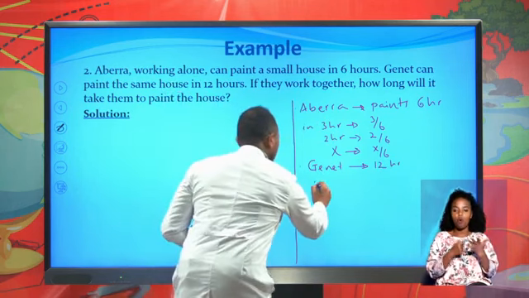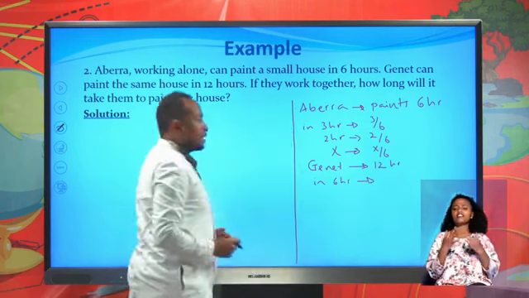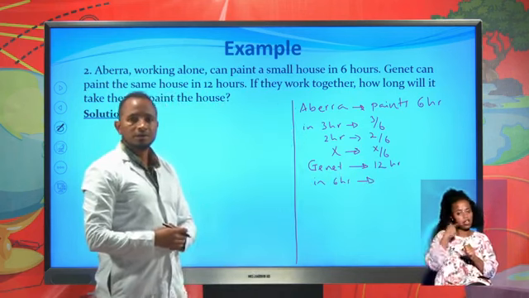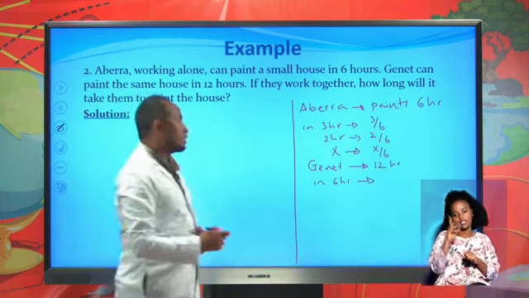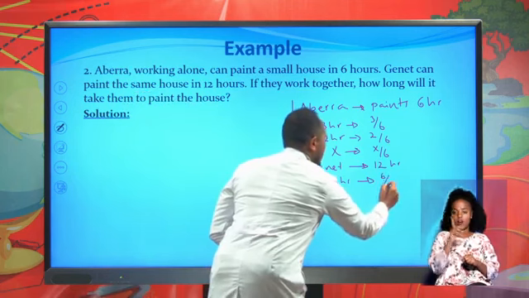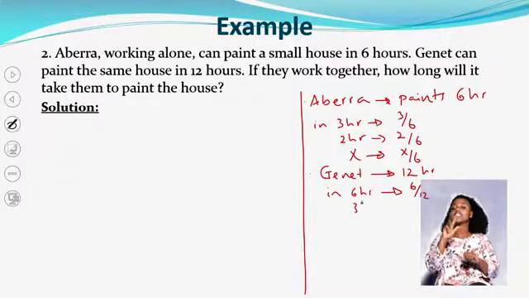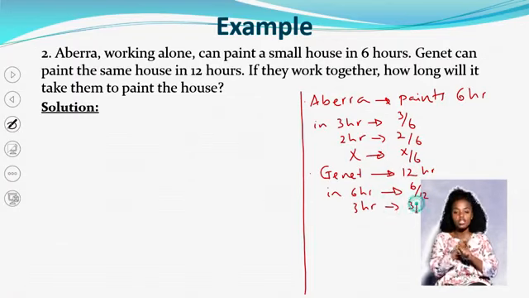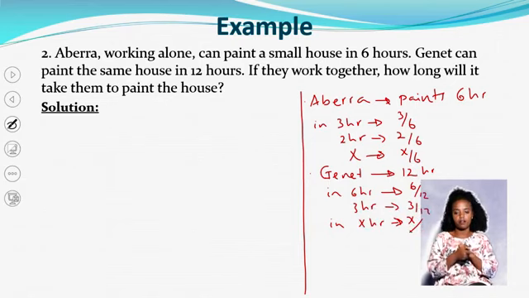So in 6 hours, what fraction of the job can Gannet complete? She completes half of the job, or 6 over 12 of the job. In 3 hours, she completes 3 over 12 of the job. So in x hours, she completes x over 12 of the work.